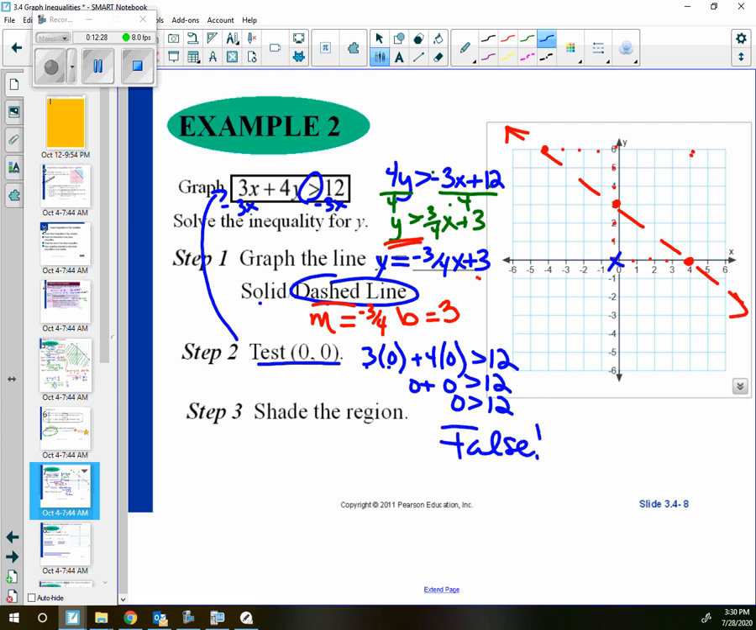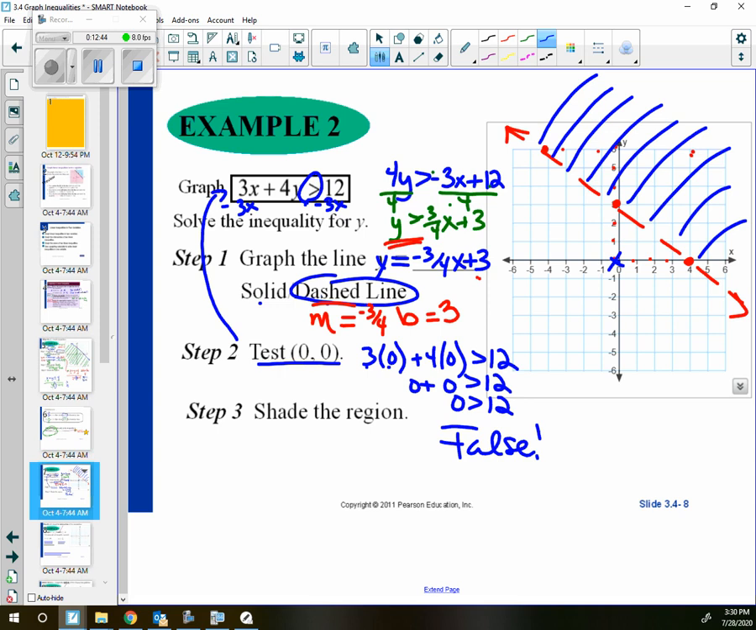Okay, well, a lot of people are like, oh, shoot, it didn't work. I need to do something else. No, what that means is the point below the line didn't work. So where do they work? To the right or above. Every ordered pair above this line should be a solution. And that fits with our idea of greater than.